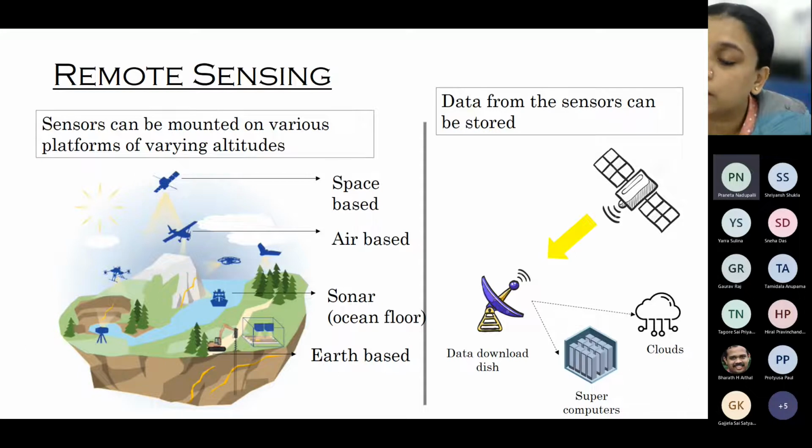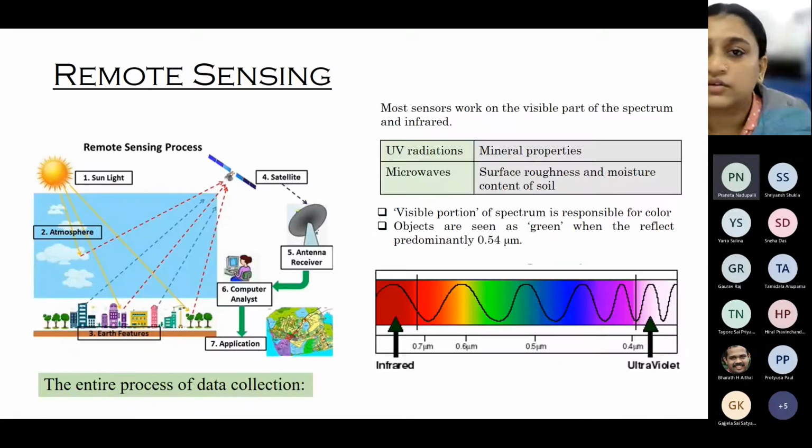The information they extract is sent back to a data download dish located at various stations across the earth, and then it is stored, whether in supercomputers or, nowadays, in clouds. So this is the remote sensing process in general.